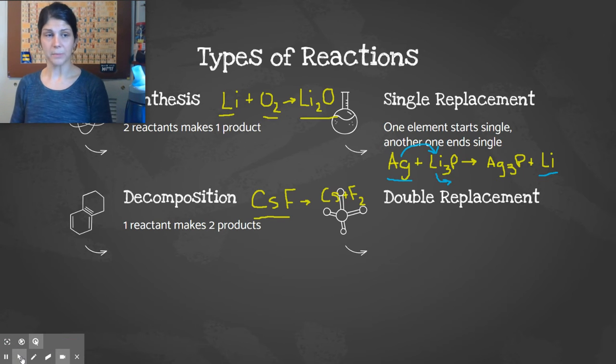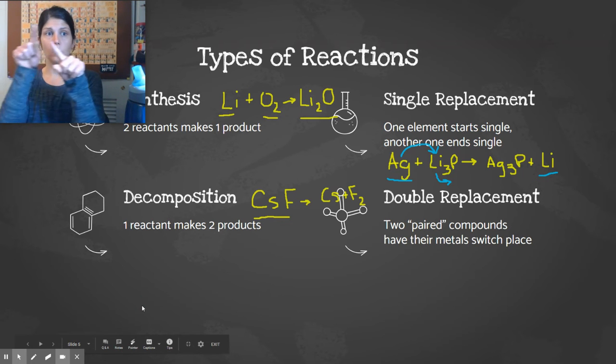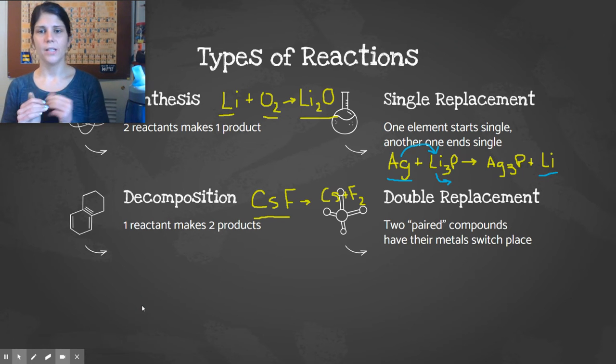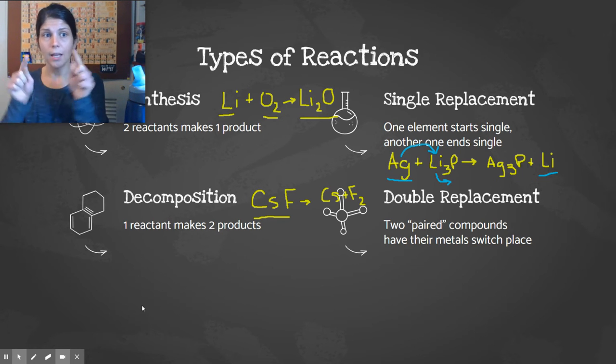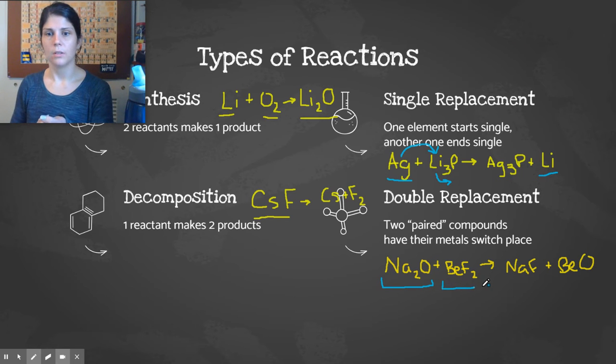Finally, we have a double replacement reaction. In a double replacement reaction, the two metals will swap places. So we'll basically start with paired compounds. A metal and a nonmetal reacts with a metal and a nonmetal, and those metals switch places. So in this example, I start with the paired compound Na2O, because sodium's +1 and oxygen is -2. That compound reacts with BeF2. So the double replacement are pretty easy to identify because you have paired compounds.